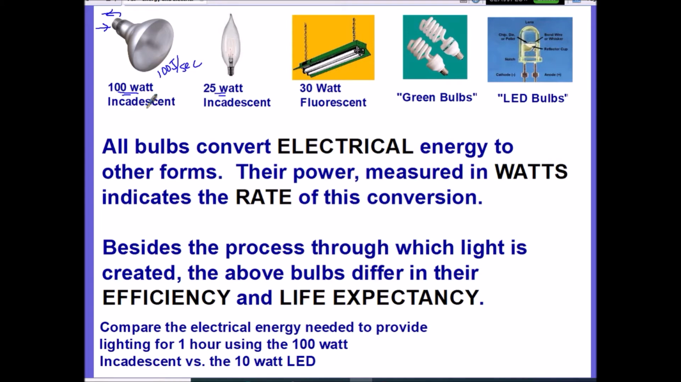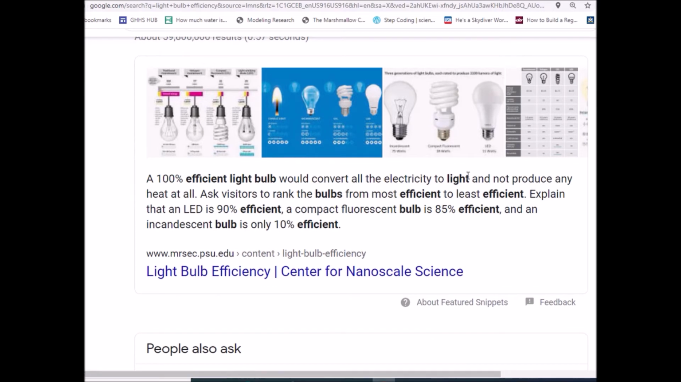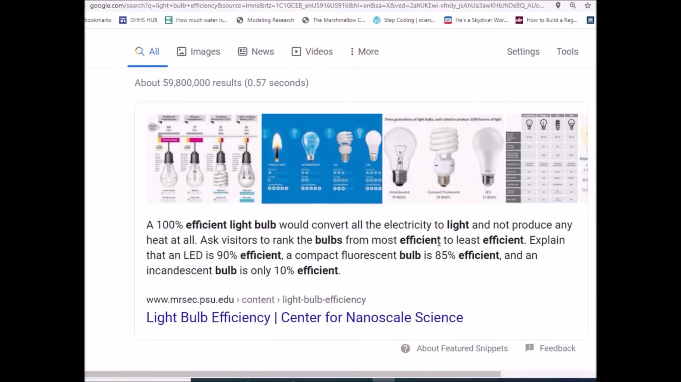Now, I just did a quick little Google search on this, and let's go ahead and pull that up because it's been a while since I've looked at efficiency. So let's see. A 100% efficient light bulb would convert all electricity to light and not produce any heat at all. That's not really realistic. I'm not sure what this site is here. It's an educational site, probably reliable. The LED bulbs are about 90% efficient. A compact fluorescent bulb is about 85% efficient, and an incandescent bulb is only about 10% efficient. It's not very good efficiency for those things.